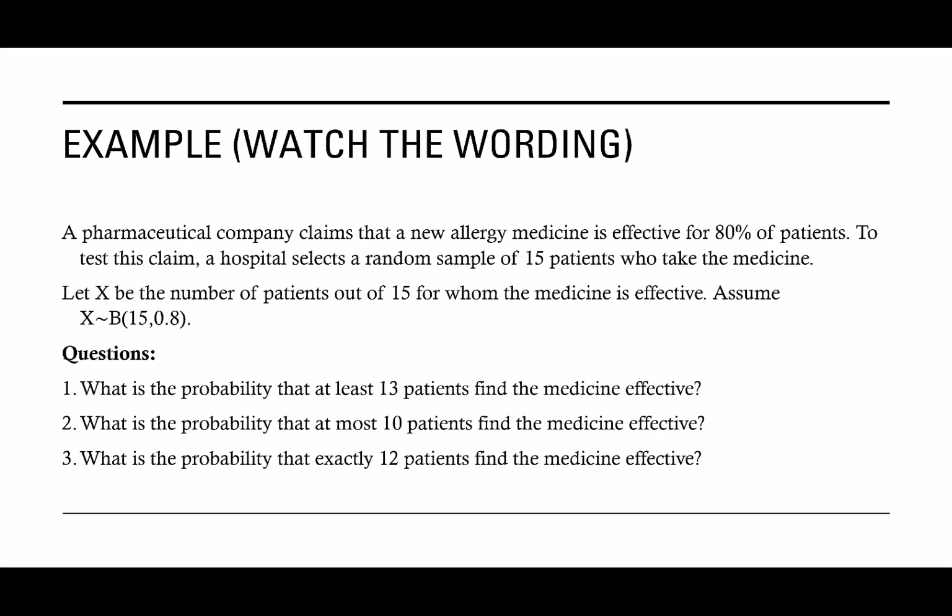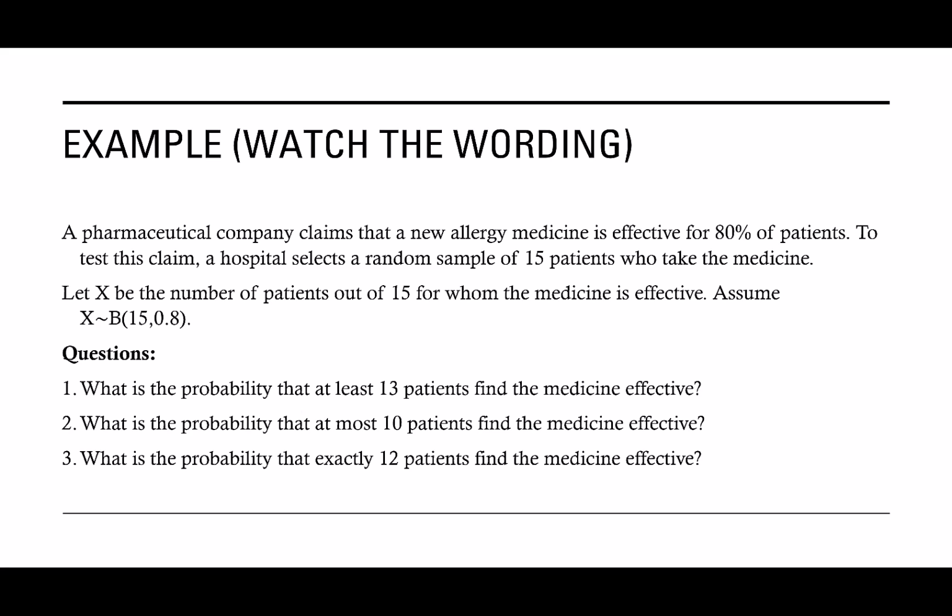Let's do one more example, and in this one, I want you to really pay attention to the wording. A pharmaceutical company claims a new allergy medicine is effective for 80% of patients. To test the claim, a hospital selects a random sample of 15 patients who take the medicine. X is going to be the number of patients out of 15 for whom the medicine is effective.